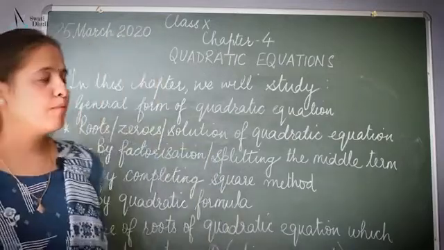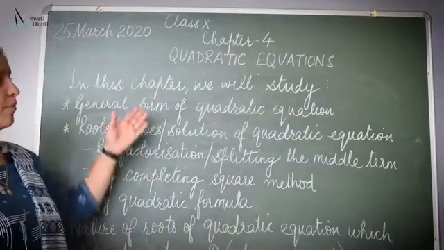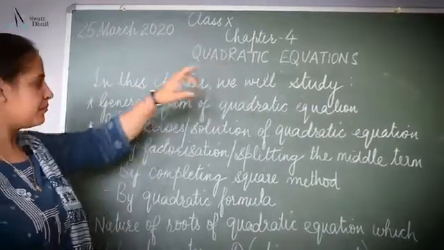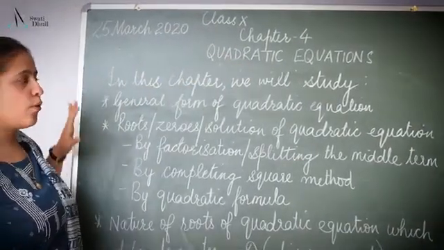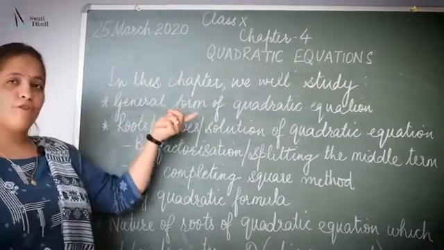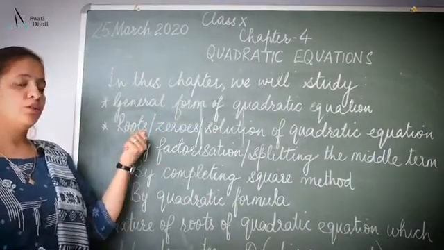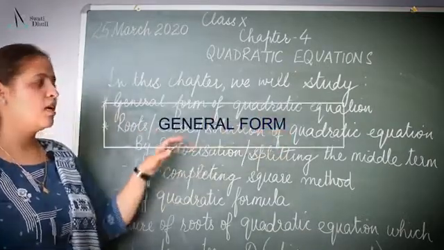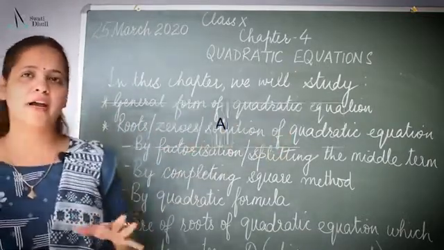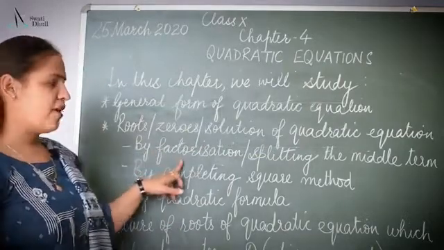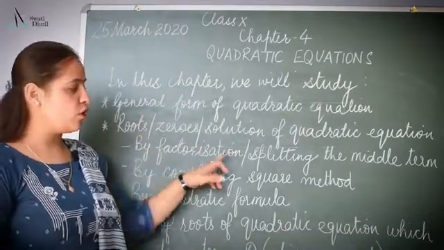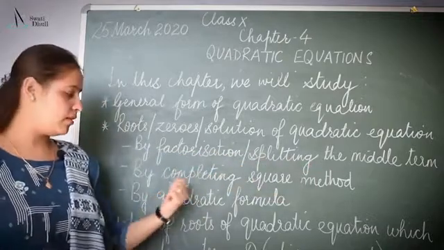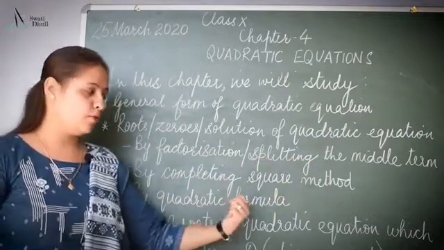So today I'm going to discuss with you all chapter 4 of class 10th, that is quadratic equations. In this chapter, we are going to study the general form of the quadratic equation, the roots, zeros or solution of quadratic equation, which can be found out by three methods: by factorization method, which we call splitting the middle term, by completing the square method, and by quadratic formula.